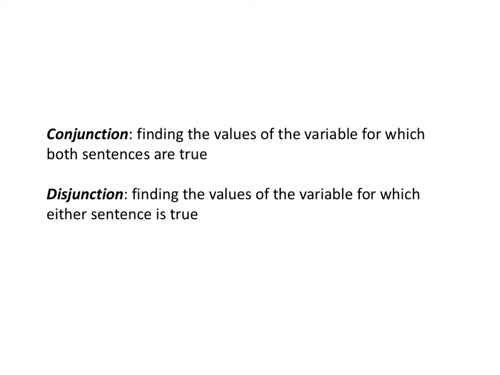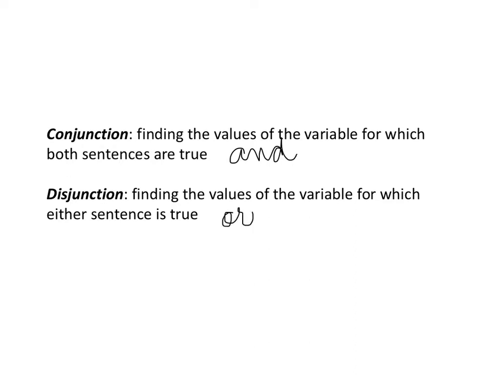For this next section, we're going to be solving compound inequalities, so we need to understand the difference between conjunctions and disjunctions. A conjunction means that the values for the variable for which both sentences are true. This is where we're looking for the word and. A disjunction means the variable for either one is true, so here we're looking for or.